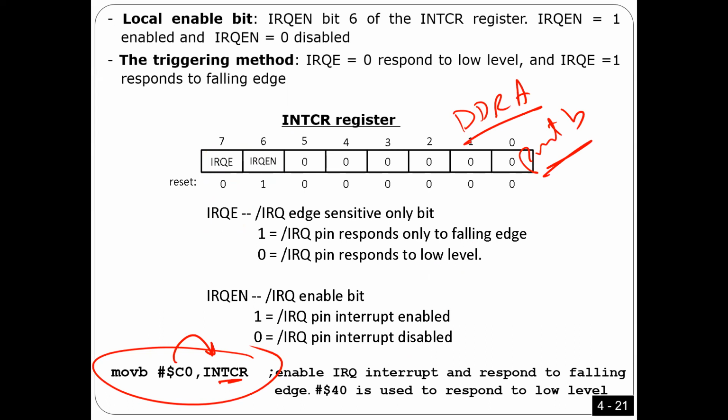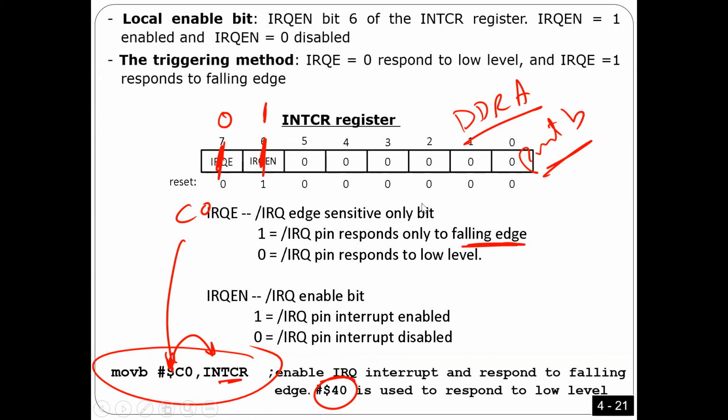Very simple. Number 1, I have to put 1 here for sure to enable. I have to put 1 here, okay? And then if I have to put 1 here, so now 1 1, okay? So this is for falling edge, 1 1, which is C0. That's why C0. If you want to program it for low level, it has to be 0 1, which is 40. That is why you always put C0 or 40. Okay, for sure, this is if it is enabled.